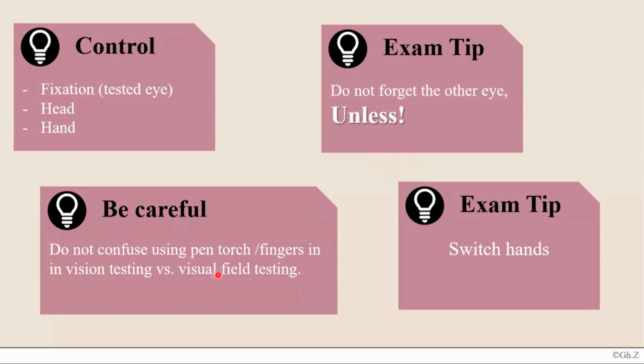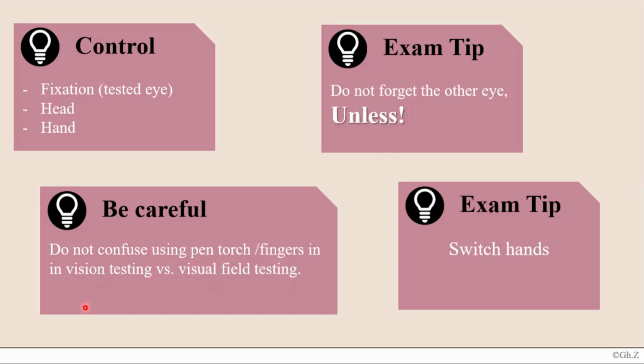Be careful, don't confuse the use of the pen torch and the fingers in vision testing versus visual field testing. We use the pen torch to test the vision, but the pen torch should be held exactly in front of the eye. We use counting fingers to test the vision, but the fingers should be held just in front of the eye.